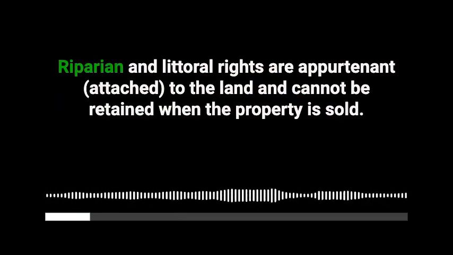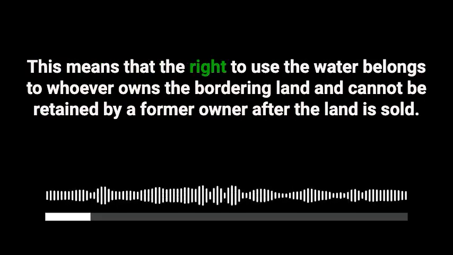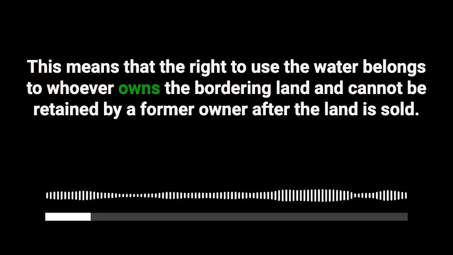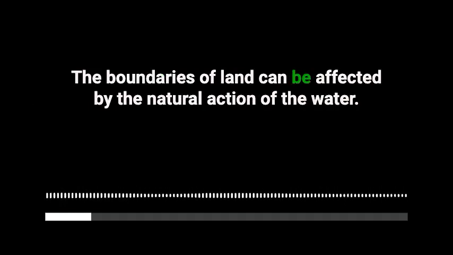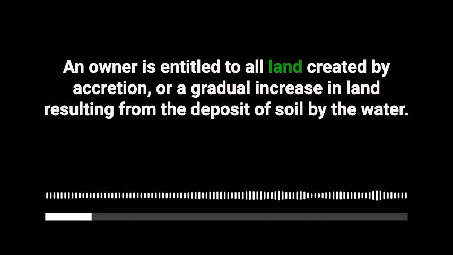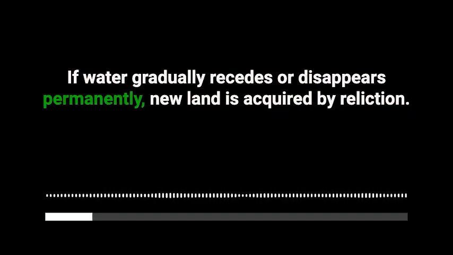Littoral rights. Riparian and littoral rights are appurtenant to the land and cannot be retained when the property is sold. This means that the right to use the water belongs to whoever owns the bordering land and cannot be retained by a former owner after the land is sold. The boundaries of land can be affected by the natural action of the water. An owner is entitled to all land created by accretion, or a gradual increase in land resulting from the deposit of soil by the water. If water gradually recedes or disappears permanently, new land is acquired by reliction.